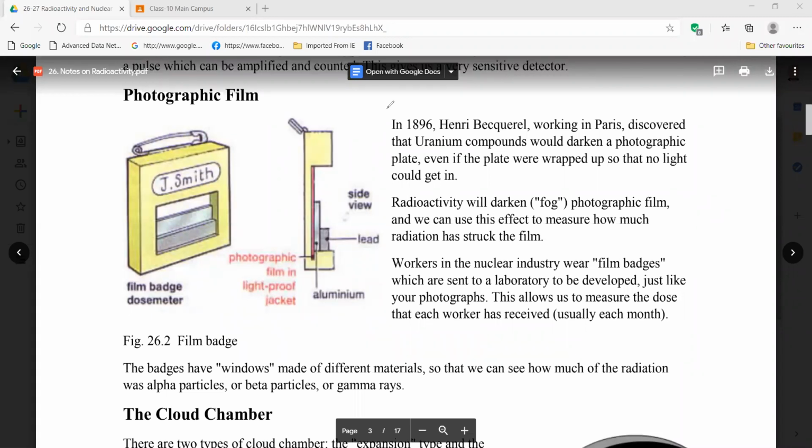The badges have windows made of different materials so that we can see how much of the radiation was alpha particles, beta particles, or gamma rays. Okay, thank you so much.